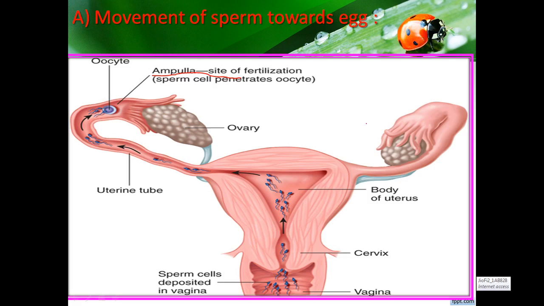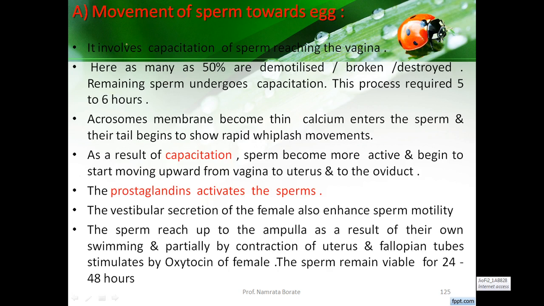When this first phenomenon is completed, what point did we discuss? It involves the capacitation of the sperm after reaching the vagina. Here, as many as 50% are demotilized, broken or destroyed, and the remaining sperm undergo capacitation. This process requires about 5 to 6 hours.